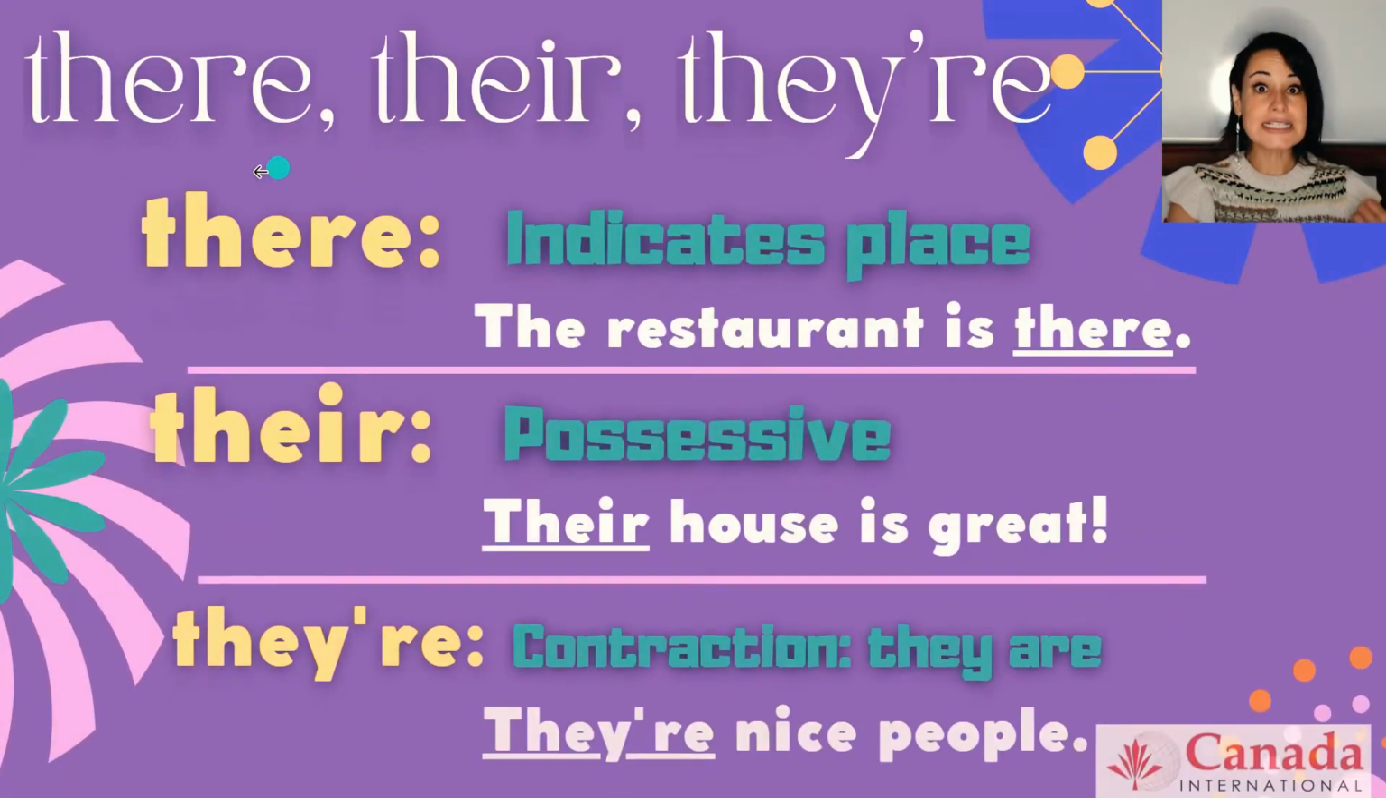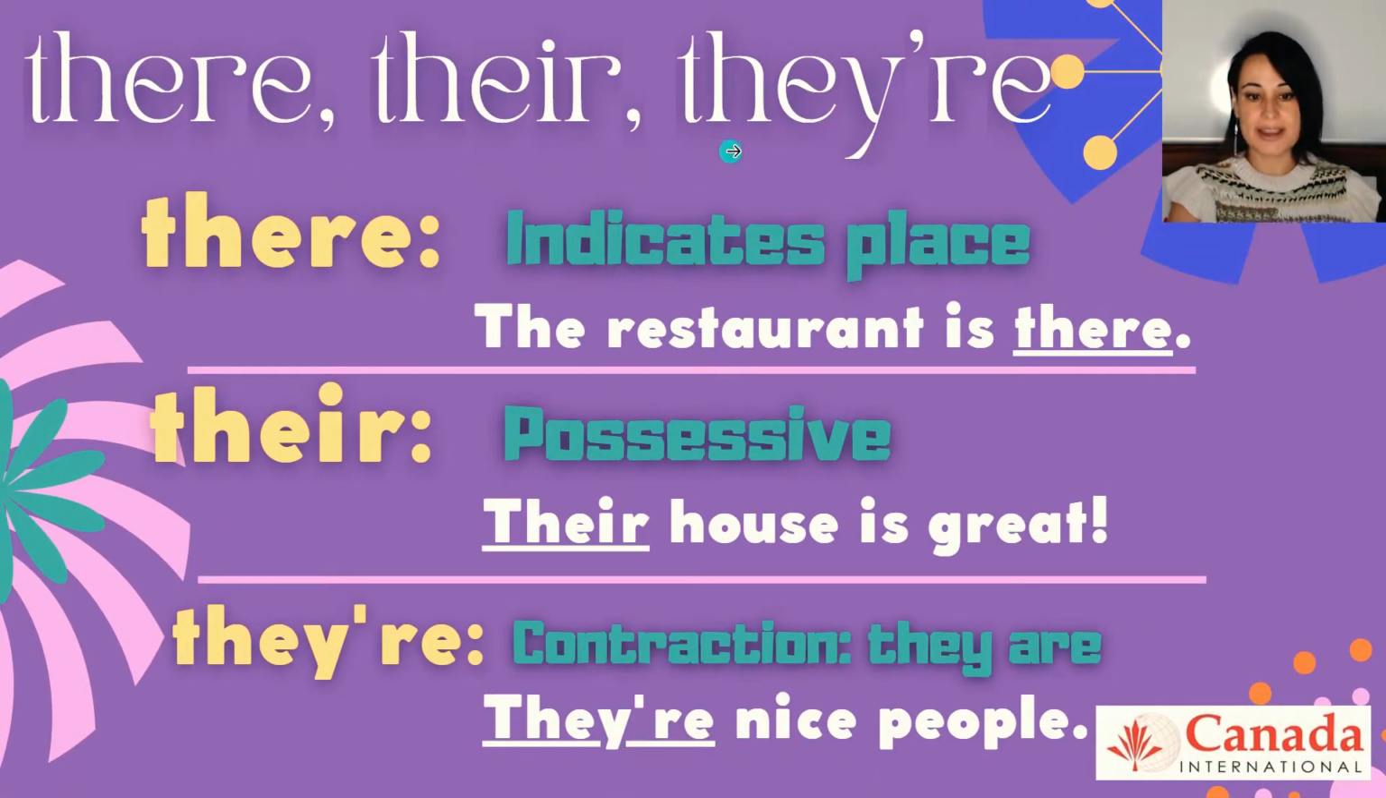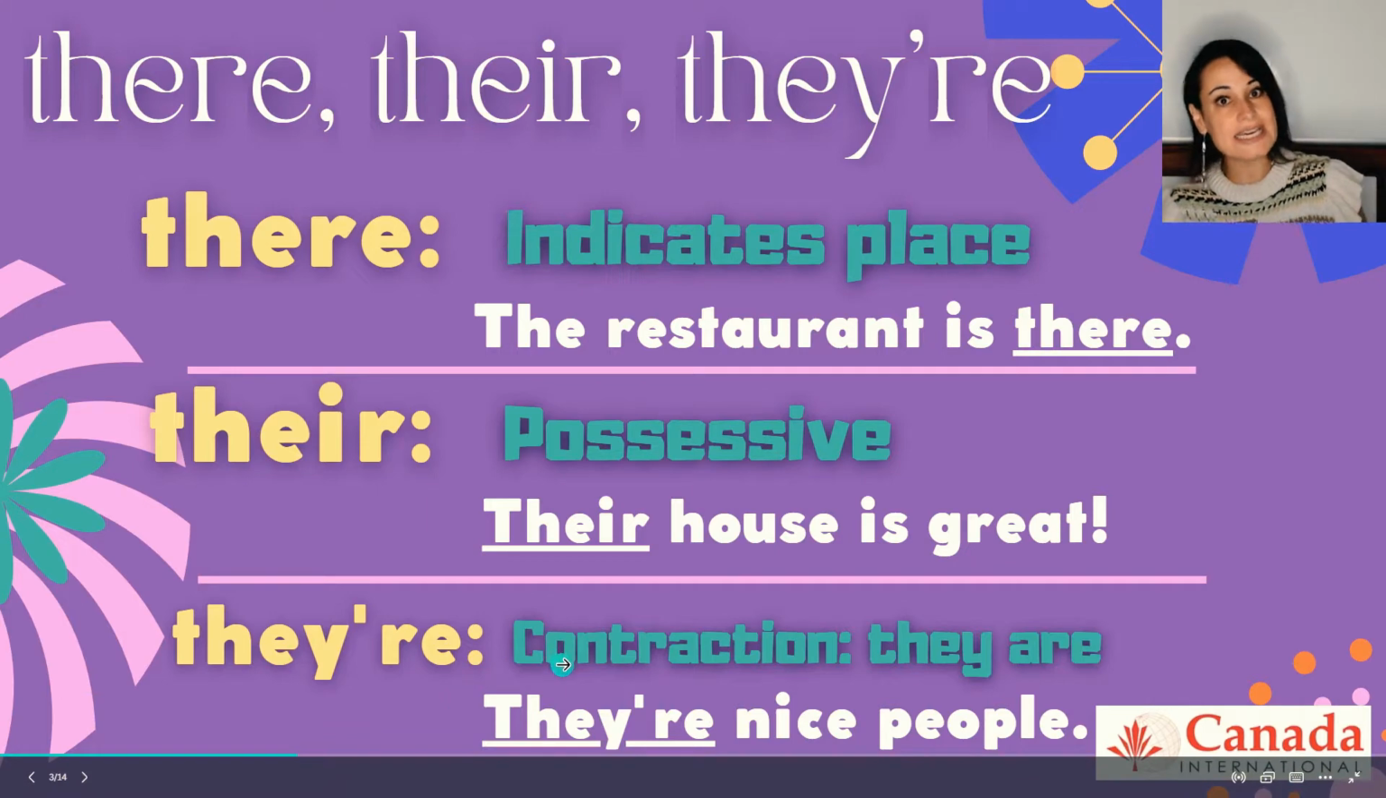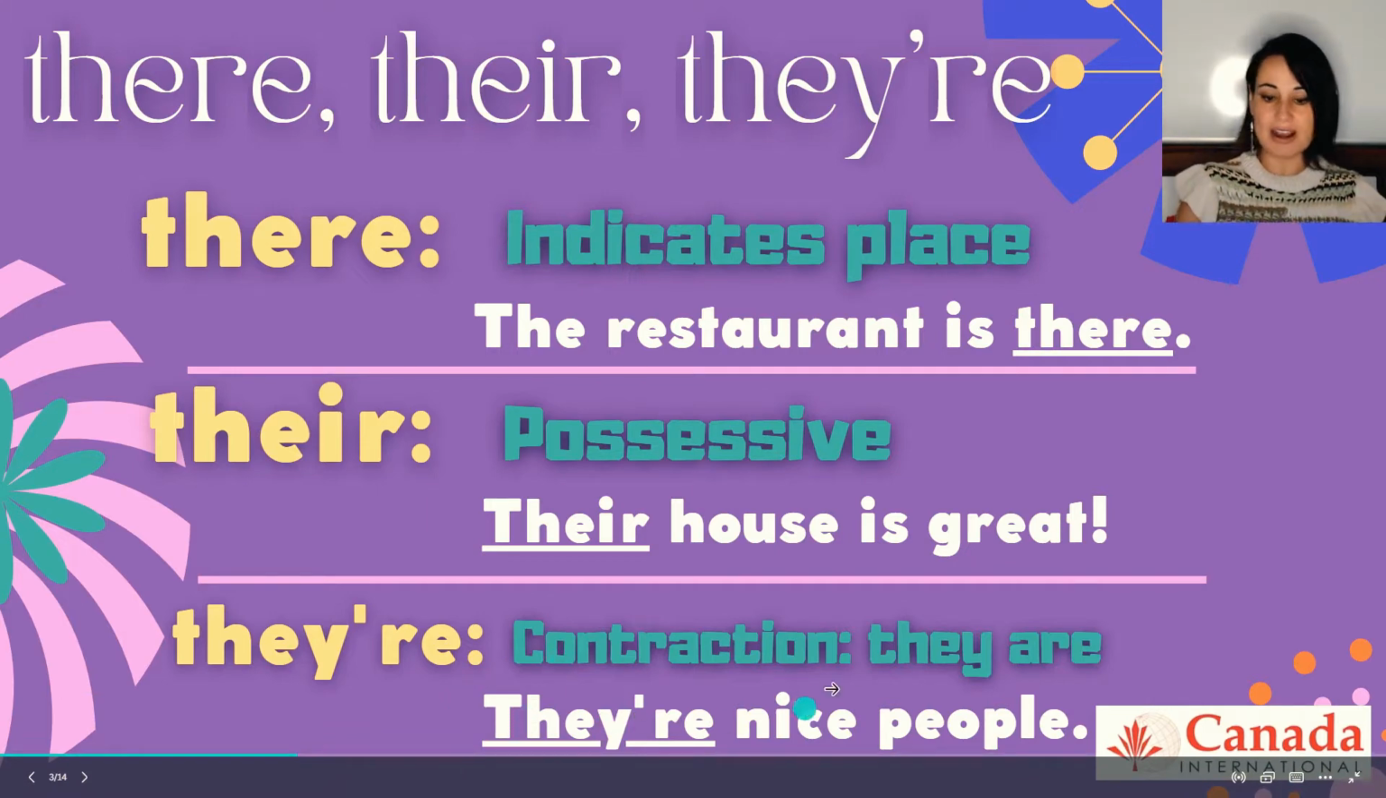The other one, there versus their. The first there indicates place. For example, the restaurant is there. The other, their, is the possessive. Their house is great. Whereas they apostrophe re is a contraction for they are. They are nice people.